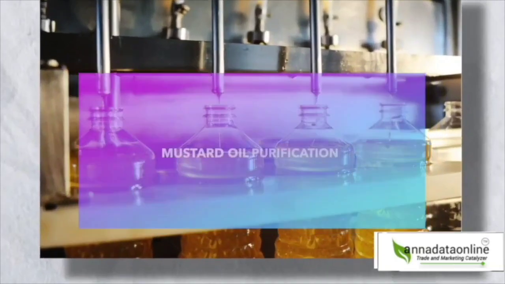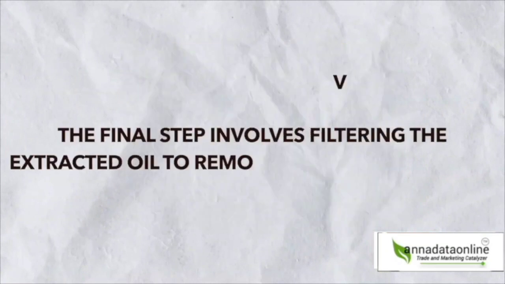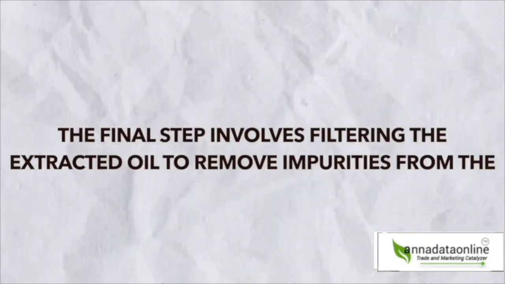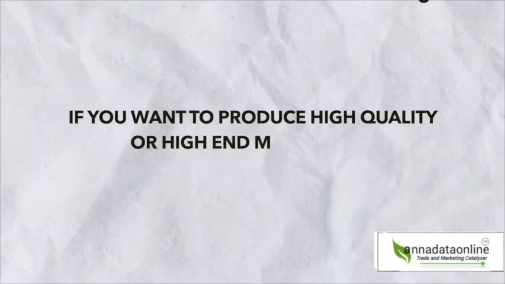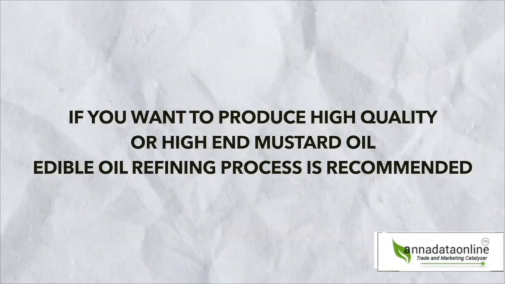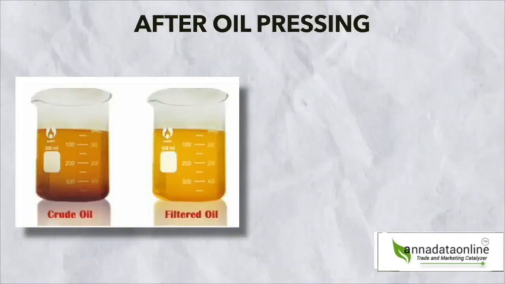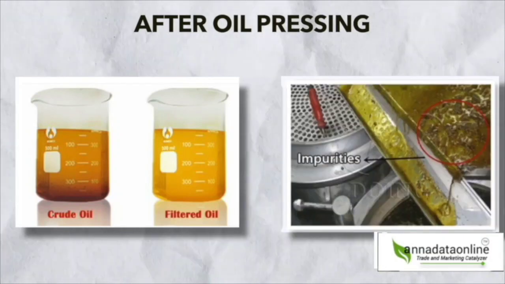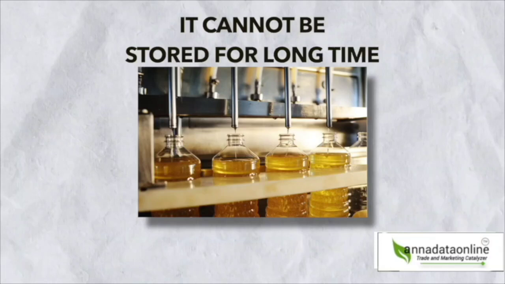The last step is mustard oil purification. The final step involves filtering the extracted oil to remove impurities before the oil is bottled and stored. If you want to produce high quality or high-end mustard oil, an edible oil refining process is recommended. After oil pressing, we get the crude edible oil, which has different kinds of impurities and is easy to oxidize. As a result, it cannot be stored for a long time.